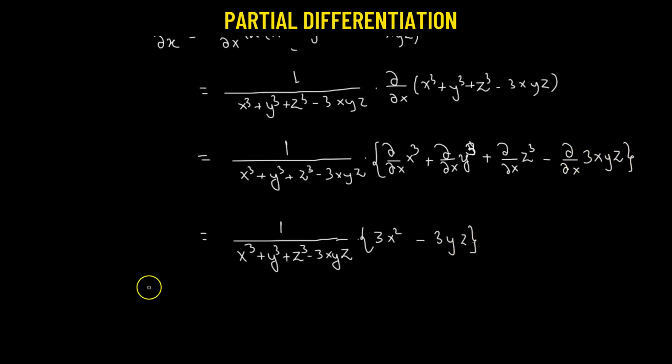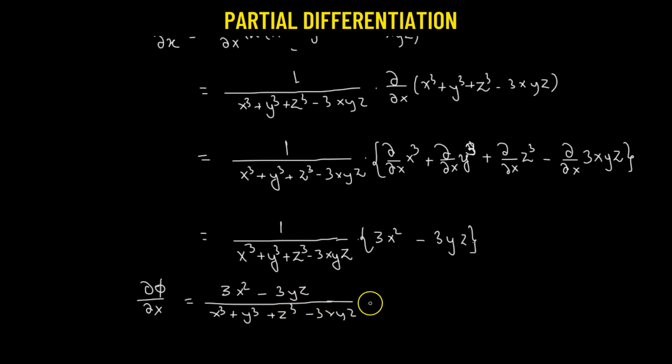So that means we get the partial of our function phi with respect to x as given by 3x squared minus 3yz, divided by x cubed plus y cubed plus z cubed minus 3xyz. This will be equation number 2.